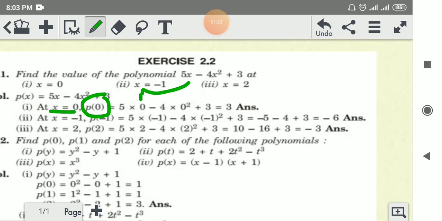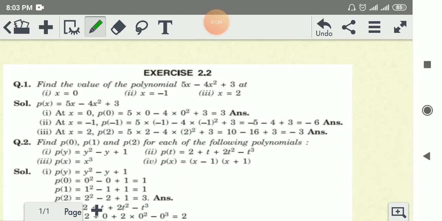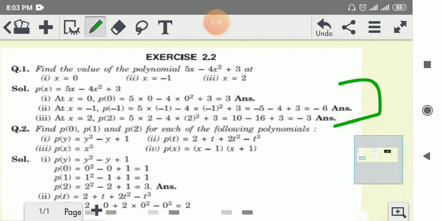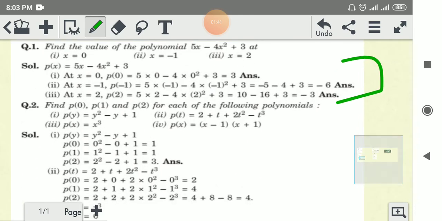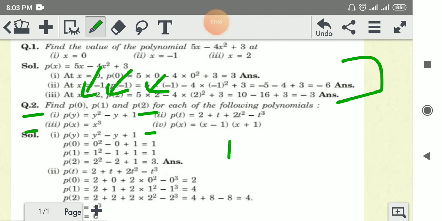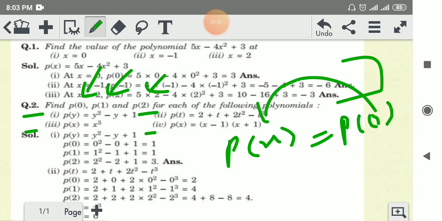Okay, now part 2 means x is equal to -1 and x is equal to 2 is your homework. Okay, if you get any problem, then watch and see these answers. Okay, now in question number 2, here equations are given and value of x is changed. First, find p0, means value of x is equal to 0.